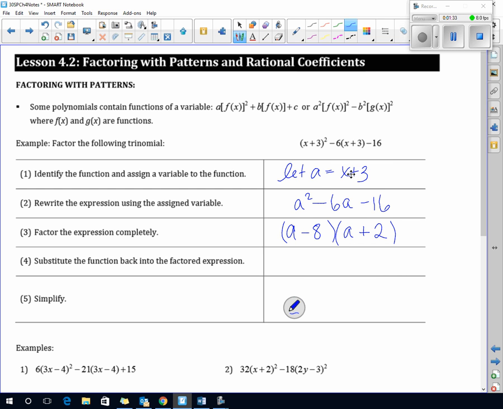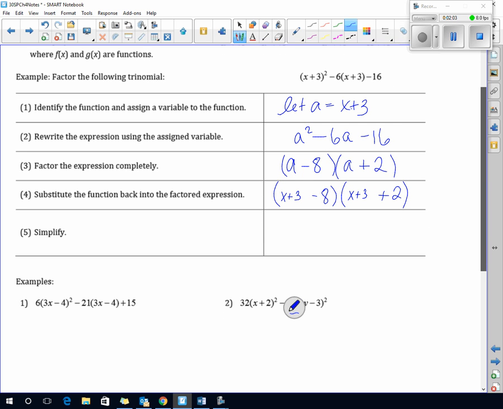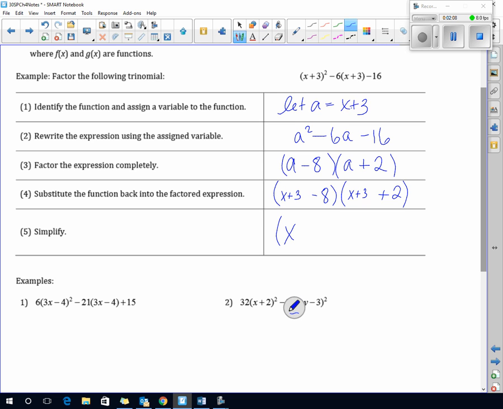So now where we see an a, we put x + 3 back in there. So we get (x + 3 − 8)(x + 3 + 2). Does everybody see what I did? I subbed the a back in. And so, where do I get there? What's x + 3 − 8? x − 5. And what do I get here? No, try again. x + 5.